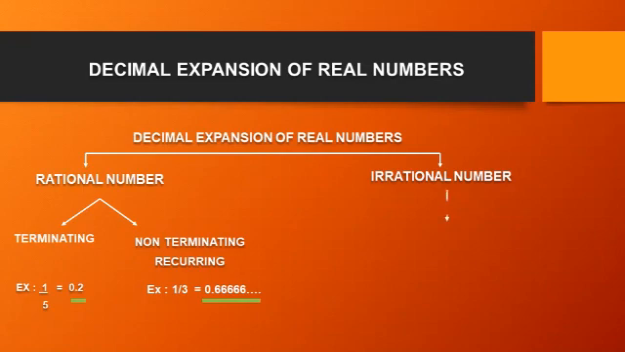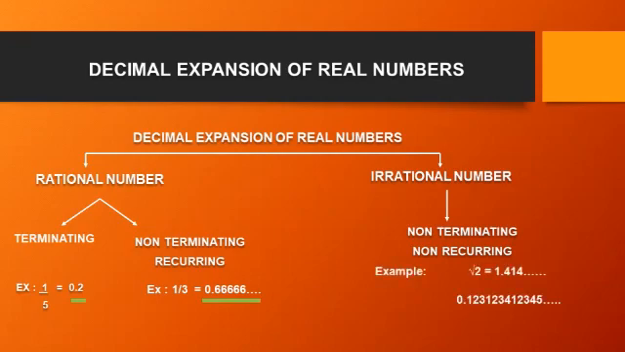Then we can go for irrational numbers. An irrational number is a number whose decimal expansion is non-terminating and non-recurring. I have given two examples. Root 2 is equal to 1.414 etc. and 0.1231234 etc. In these two examples, you can see the decimal expansion never terminates as well as never repeats. Hence, we can conclude that these two examples form irrational numbers.